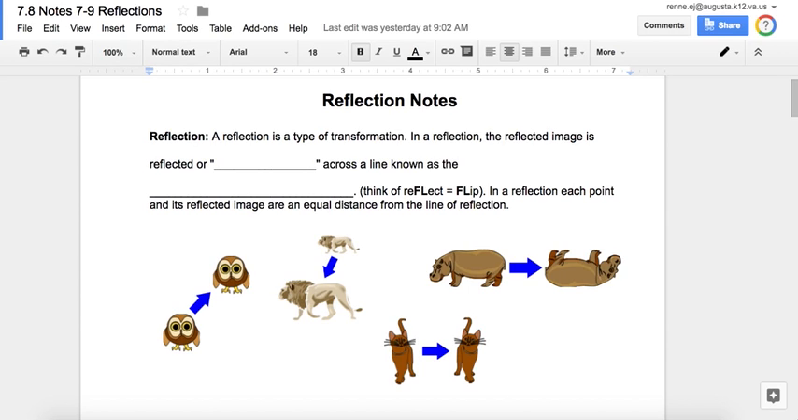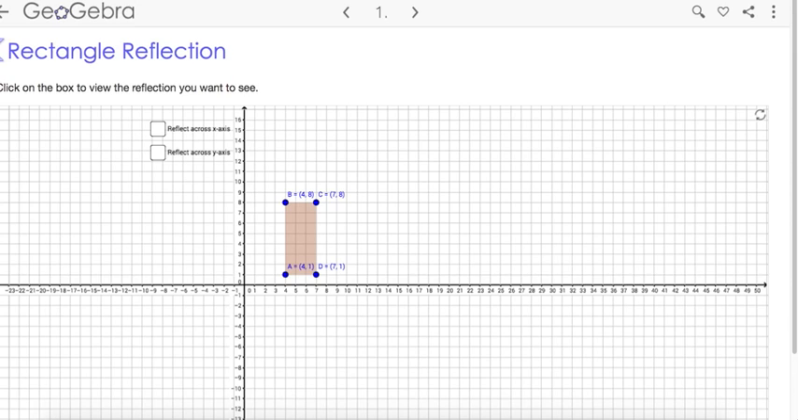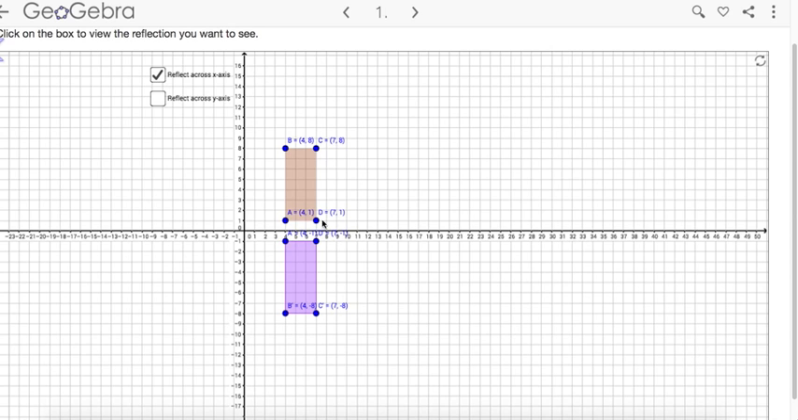Okay, before we start reflections, I'm going to show you an applet so you can begin to see what a reflection might be. So I'm going to reflect it across the x-axis and notice what happens. The A and the D are now here, the B and the C are down here. So think about what happened to it, and let me show you when it reflects across the y-axis.